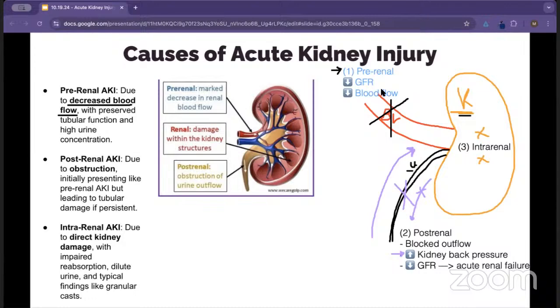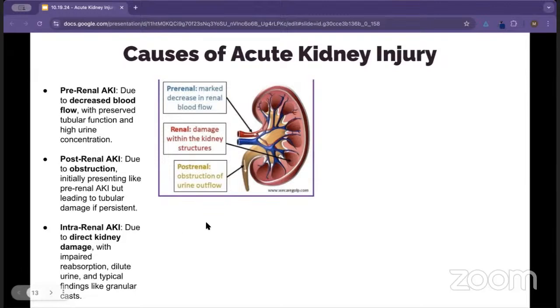And again, it's much easier to remember if you break it down the way I did here. There's a blood vessel to the kidney, and the kidney is trying to drain into the ureter and into the bladder. That's how I remember and organize the 1, 2, 3, and understanding kidney back pressure really helped me conceptualize this in my head. So we'll clear this all out.